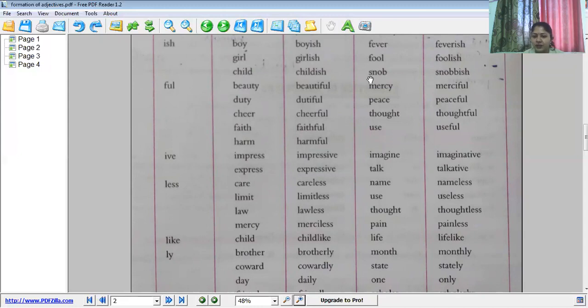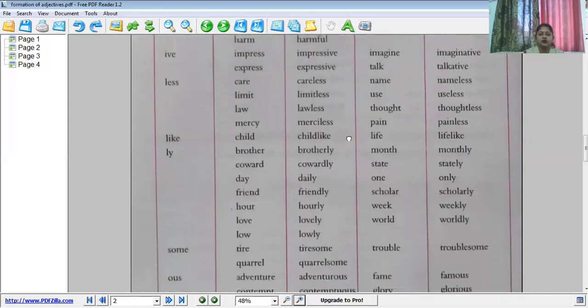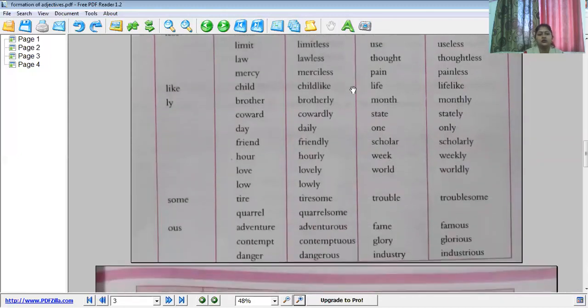Now we'll do like. So we have two examples. Child will be childlike, life will be lifelike. Okay. Now when do you use ly? Let's see, when do you use ly? So the list is a little long.